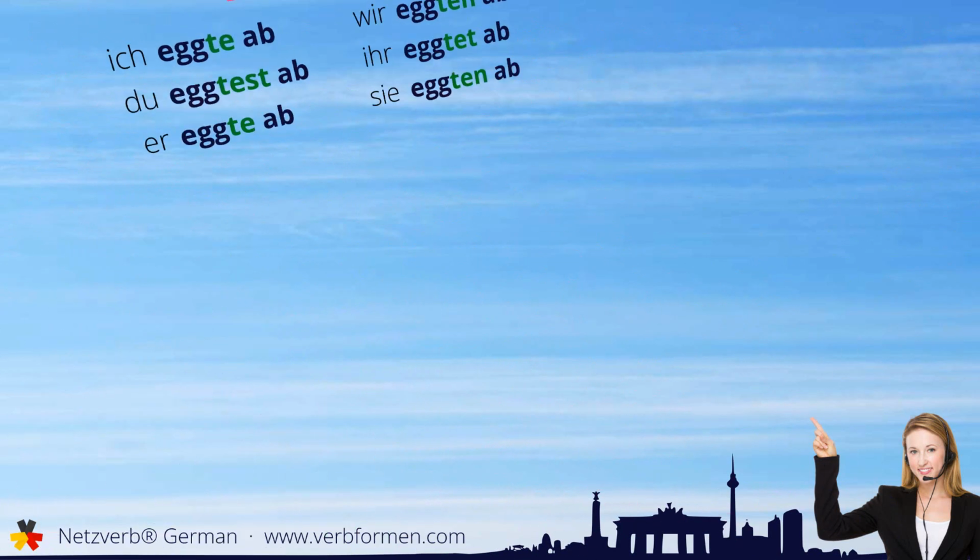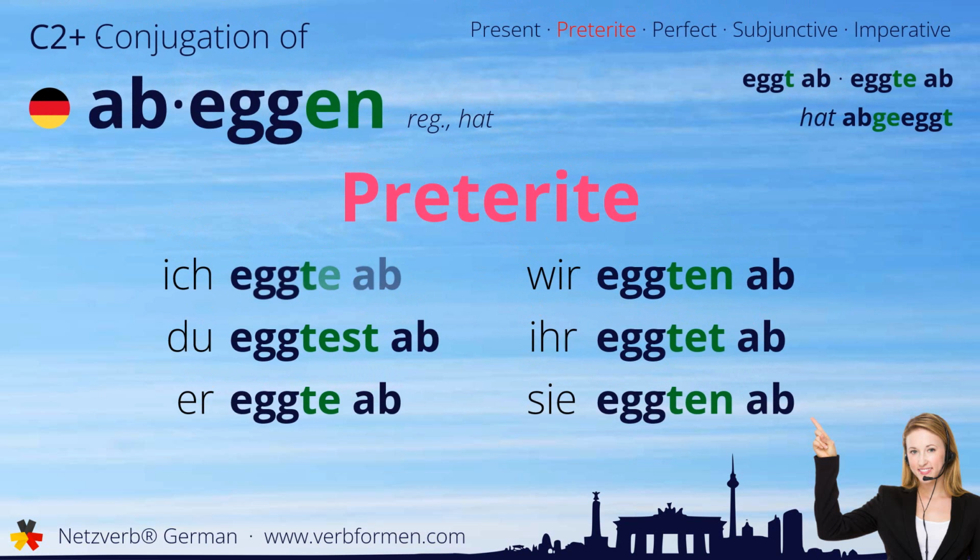Next up is the preterite. Ich eckte ab. Du ecktest ab. Er eckte ab. Wir eckten ab. Ihr ecktet ab. Sie eckten ab.